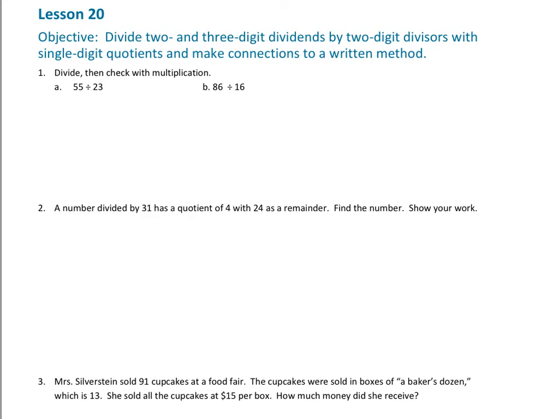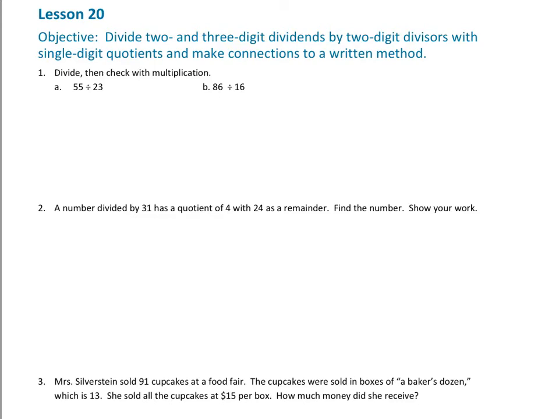Today we're going to look at Lesson 20 of Module 2. The objective says, divide 2 and 3-digit dividends by 2-digit divisors with single-digit quotients and make connections to the written method. Number 1 says, divide, then check with multiplication.